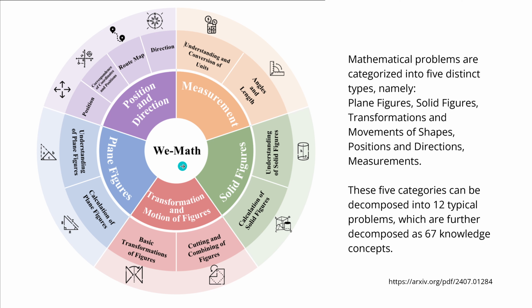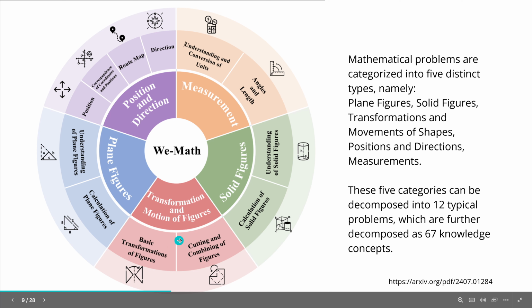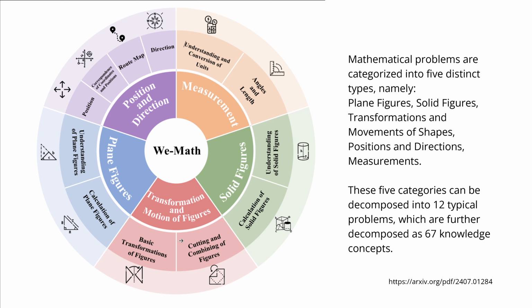They called it Remat. And they categorize mathematical problems into 5 distinct types. They have plain figures, understanding the plain figures and calculating figures like rectangles and whatever. Then we have measurement, angles and length. Then we have solid figures, understanding what a solid figure is if you see this image, for example, and then all the calculation that goes with the solid figures. We have transformation and motion of figures. Basic transformation of figures, like a mirror function, or cutting or combining figures, folding figures.